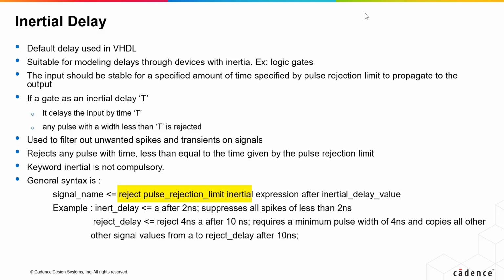If the reject pulse rejection limit option is not specified, then the inertial delay value is considered to be the pulse rejection limit. For example, if inert_delay is assigned with signal A after 2 nanoseconds, it implies all the spikes of less than 2 nanoseconds are suppressed and the value of A is delayed for 2 nanoseconds and assigned to the inert_delay signal. Similarly, reject_delay signal is assigned with the value of A delayed for 10 nanoseconds. If there are any pulses of less than 4 nanoseconds, those pulses are suppressed.